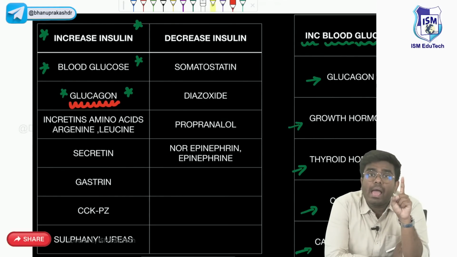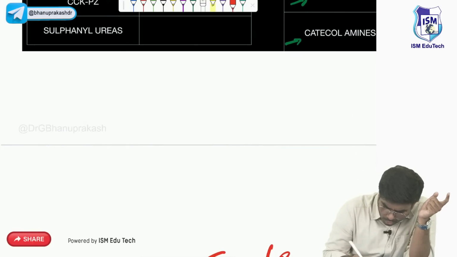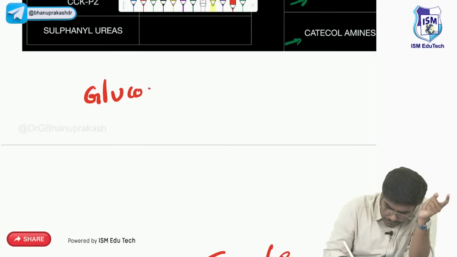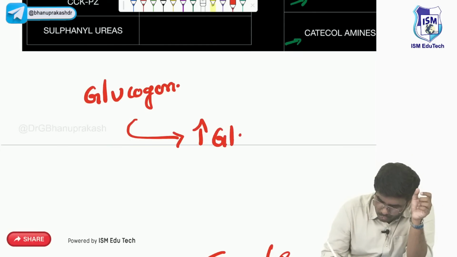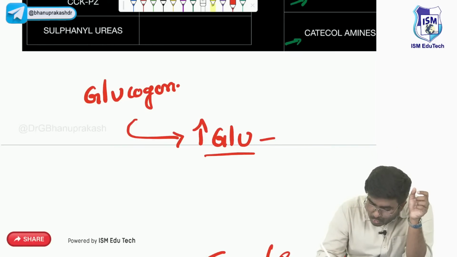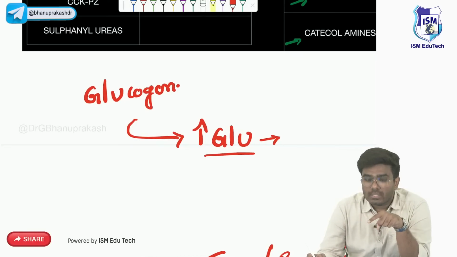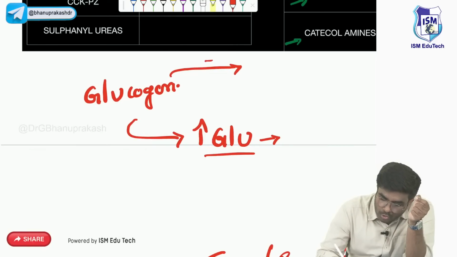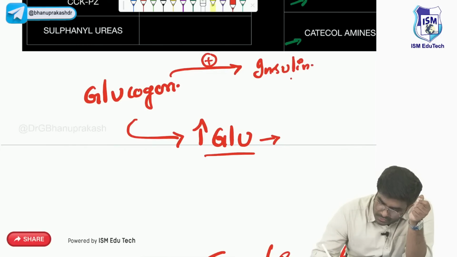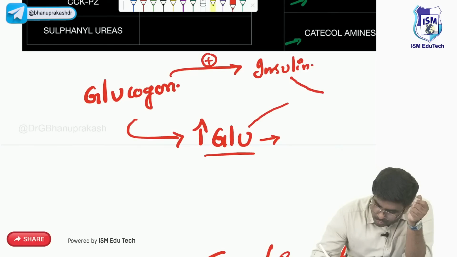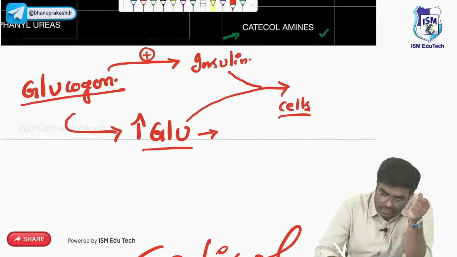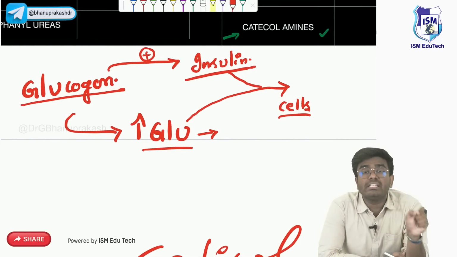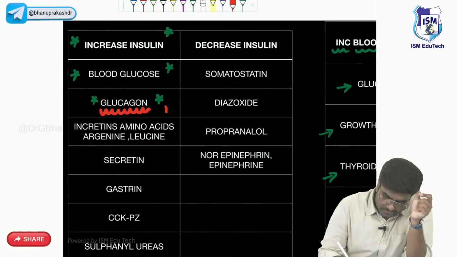Just think like this. Glucagon normally increases the blood glucose levels, or not? Yes, sir, glucagon increases the blood glucose levels. You want this glucose to enter into the cells. So, on the other hand, glucagon will also stimulate the release of insulin. Now, what will this insulin do? This insulin will take this glucose into the cells. So what I am saying is glucagon actually helps in the production and release of insulin. Know this one point.